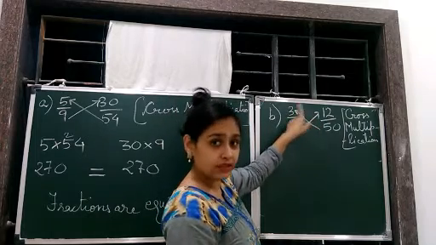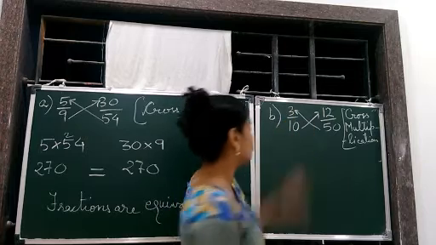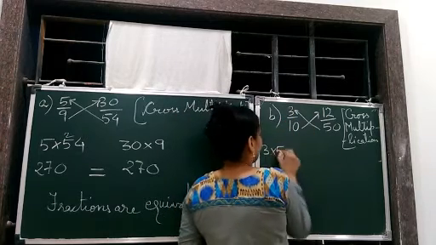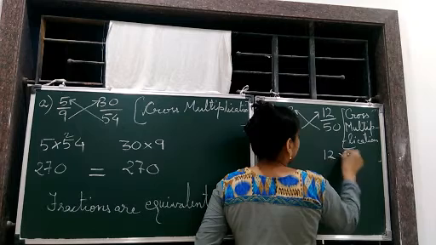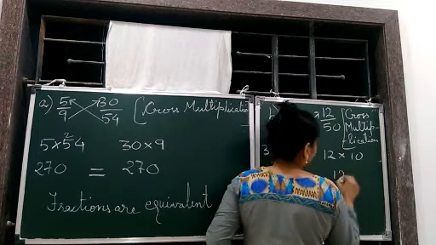Arrow, जो arrow जिस तरफ दिखा रहा है वही number move कर रहा है. You can see 50 will come here, 10 will go there. So 3 into 50 and 12 into 10. 3 5s are 15. This is 150 and this is 120.